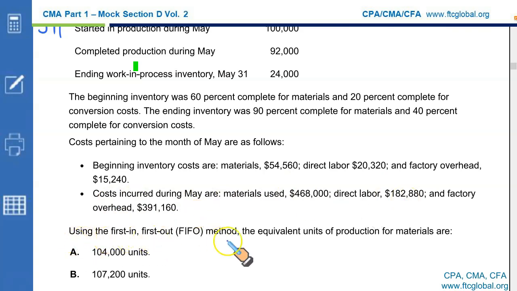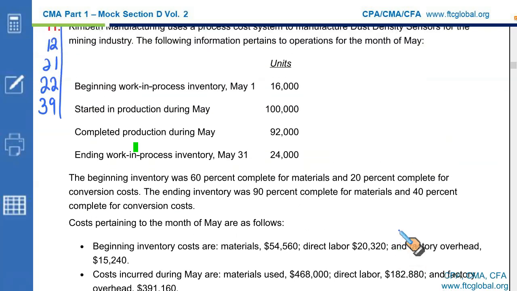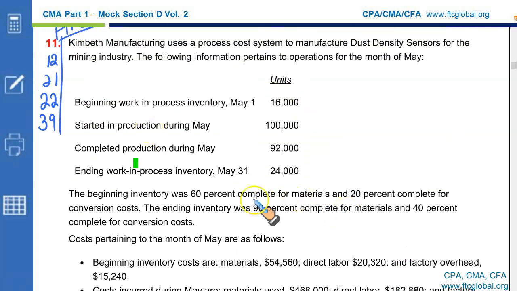Using the first in first out method, the equivalent units of production for material are, as I told you, there are 5 questions related to this information. First, question 11 requires us to calculate the EUPs for material. We are going to solve it all completely from start to end, and then we will match our options.